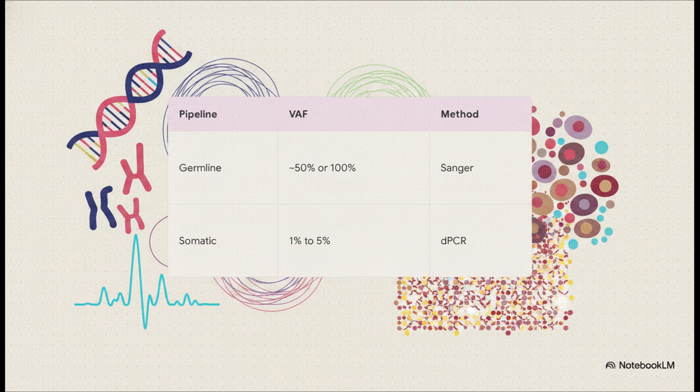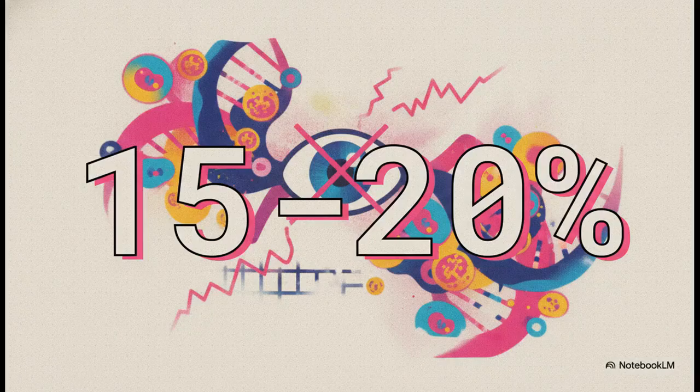But with somatic tumors, you're dealing with a messy mix of cancerous and healthy cells. The VAF drops way down to just 1 to 5%, and that completely changes the game in the wet lab. Why? Well, get this. 15 to 20% is the standard detection limit for Sanger sequencing. Let that sink in for a second.